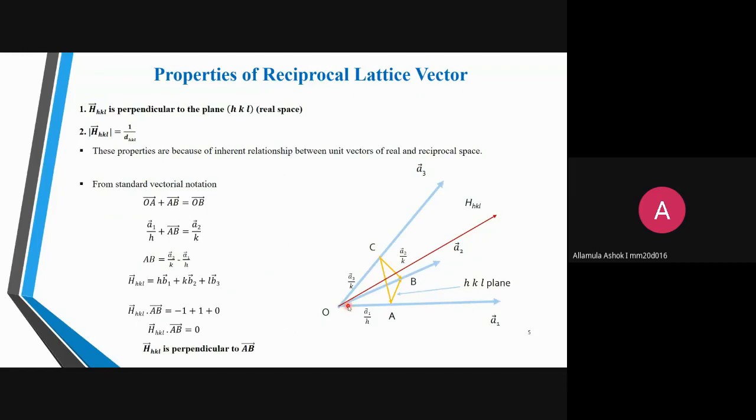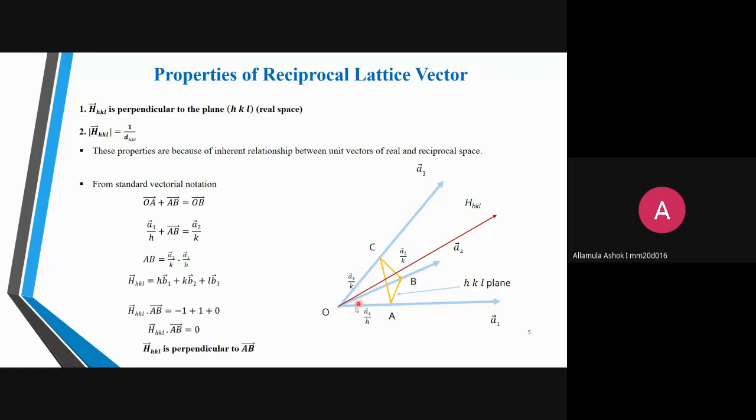So again, here I am taking three vectors a1, a2, a3, with a1 not equal to a2 not equal to a3. Simply I am taking three vectors and the angles alpha, beta, gamma also not equal to 90 degrees, and alpha not equal to beta not equal to gamma. Here we define one vector, the generalized reciprocal lattice vector H, and we are saying it is perpendicular to the hkl plane in real space. Before that, I am constructing a plane hkl. It has an intercept on the a1 vector at point A, which is a1 by h. Then the intercept at B is a2 by k, and the intercept at C is a3 by l.